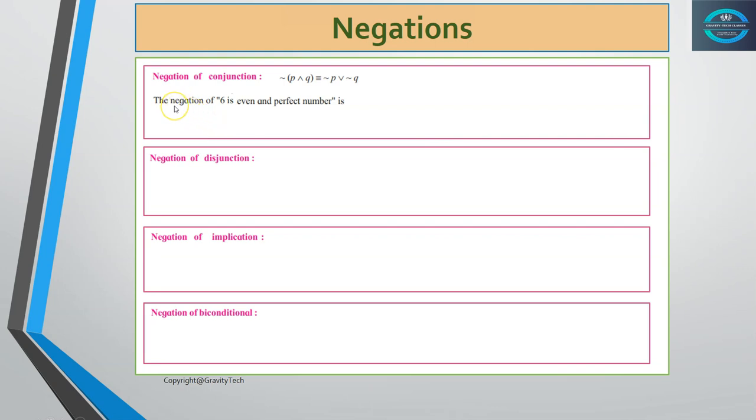So let's say the negation of "6 is even and perfect number." Now here, what is P? 6 is even number, right? 6 is even number is P, correct? And then what is Q? Q is: 6 is a perfect number. Now we have to negate this, and this is AND. This is P and Q.